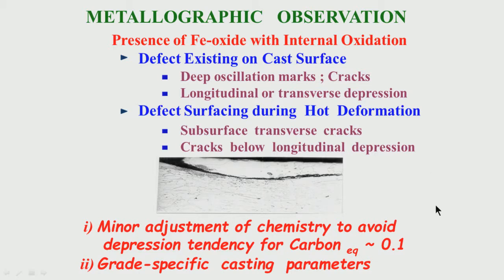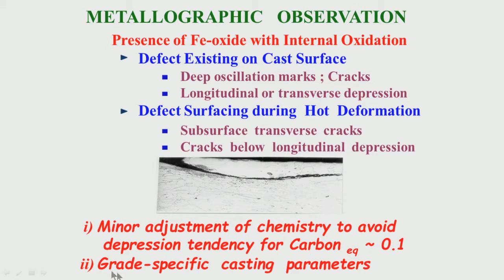around 0.55 nickel equivalent by chromium equivalent. So, what we can do, if we find such type of defects, that means we know why the defect has formed. So, we can do minor adjustment of chemistry to avoid this depression tendency for this type of carbon equivalent 0.1. We may slightly make it lower. If we make it lower, that means delta to gamma transformation will take place after solidification. So, the depression formation due to delta gamma transformation will not occur, and the overall depression will be less.